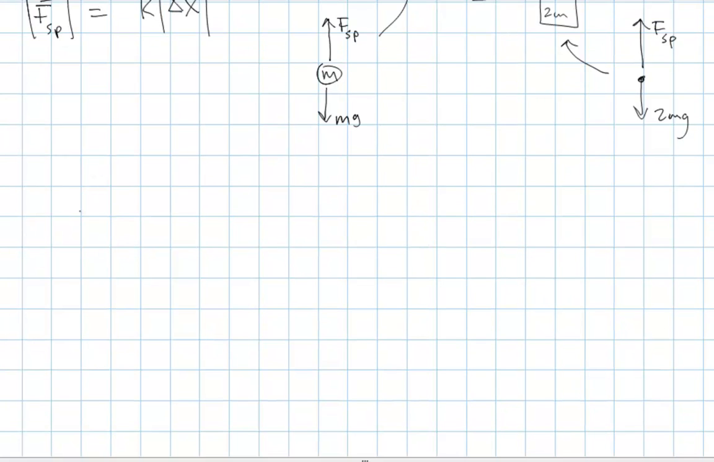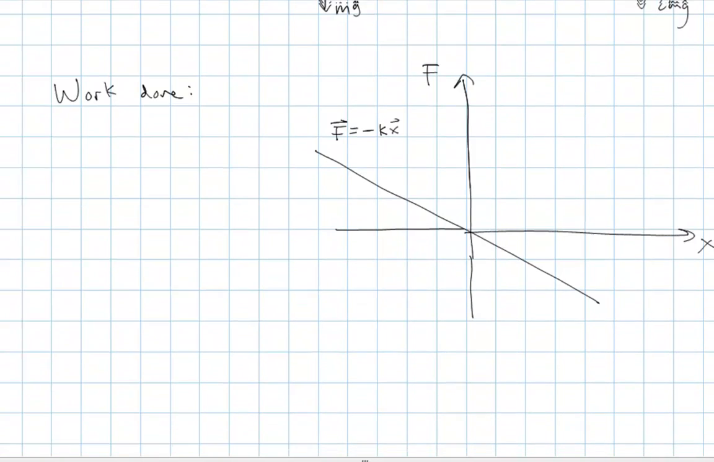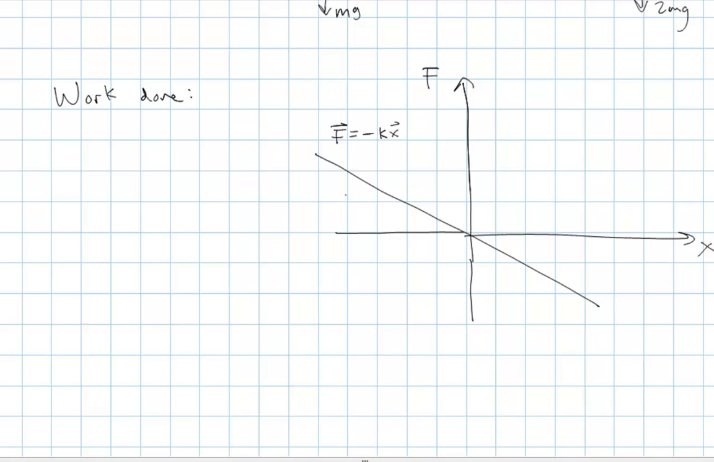So let's take a look now at finding the work done by a spring. And if we plot our force versus displacement, you can see that this is a linear equation. F equals kx. Actually, usually it's plotted this way because it's a vector equation. We can look at this, find the area under the curve here, going from an initial position to a final position.